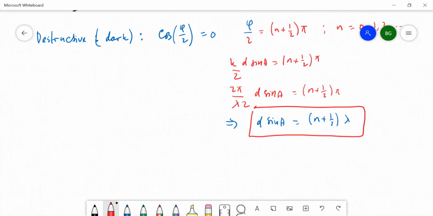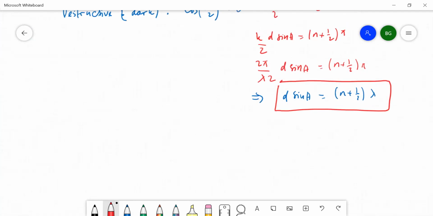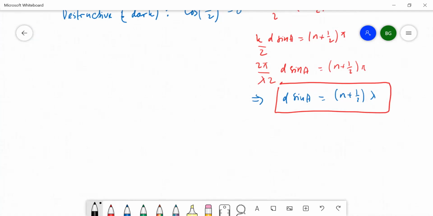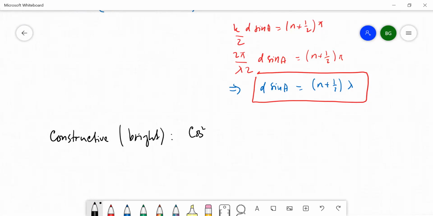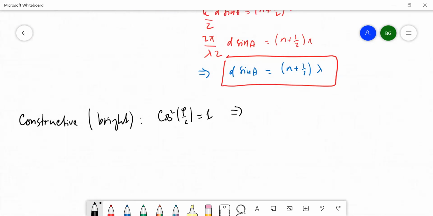This is for destructive. For constructive interference, or bright in this case, it should be cos squared equal what? And similar as above, the derivation where you will get this should be d sin theta equals m lambda.